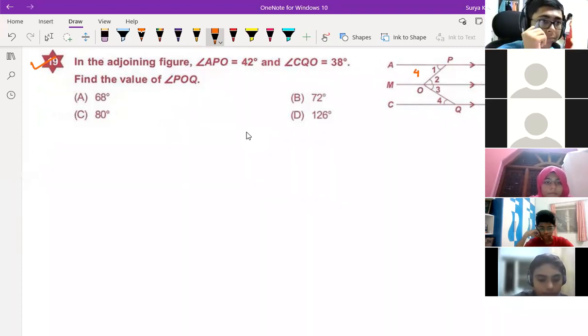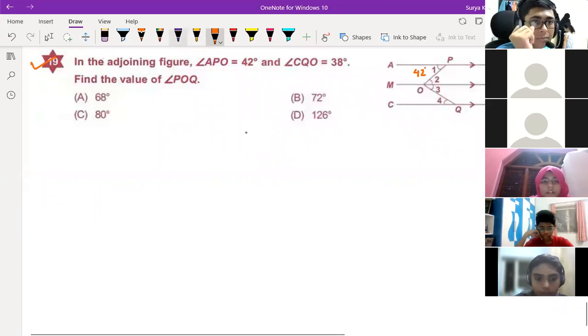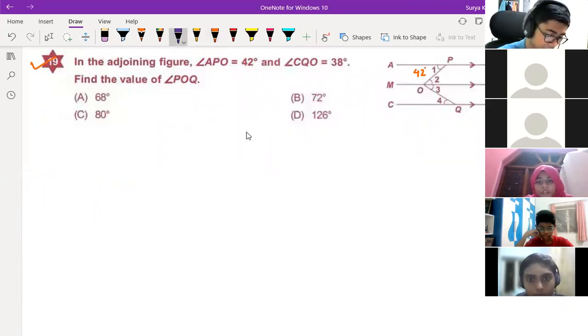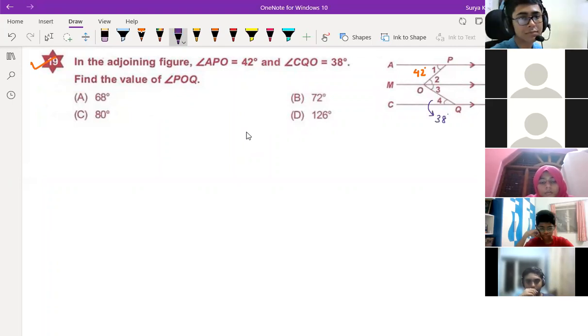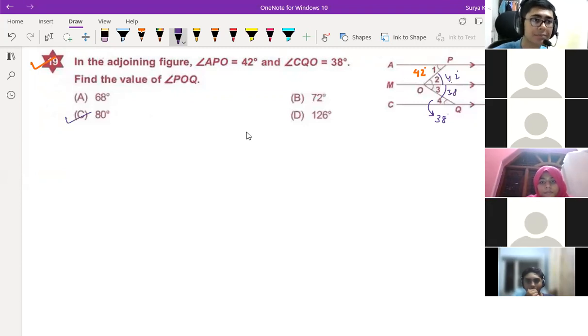Option C. 42. Sir, are the lines parallel? Oh yeah, they've given. Sir, it's 80 only. Yes, sir. CQO, this angle is 38 degrees. POQ you should find. They have even given the clue. This is 42 and this is 38, right? And including, you should find both. So 4 and 3, 7, 8. 80 degrees, right? Sir, 80. Is it clear, Sai Ritvik?